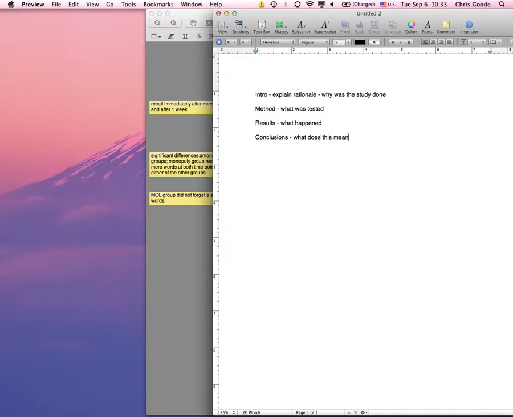What does this mean? Okay, so it's hard. Not everybody is used to writing in this way, where you outline stuff first and then you sort of fill things in. But I think it makes things a lot easier. So let's give it a shot. See if you can get it to work for you. Why was the study done? So I'm just going to make some bullet points here.